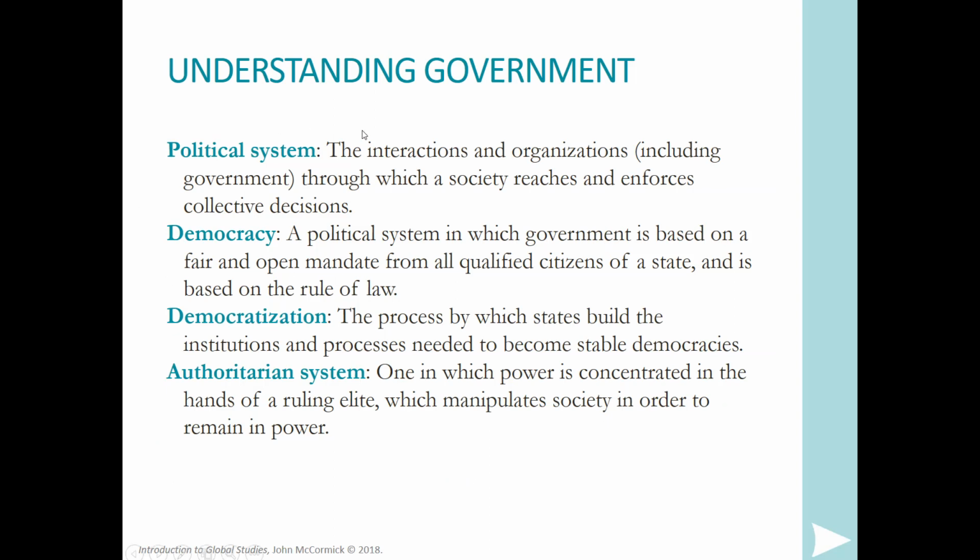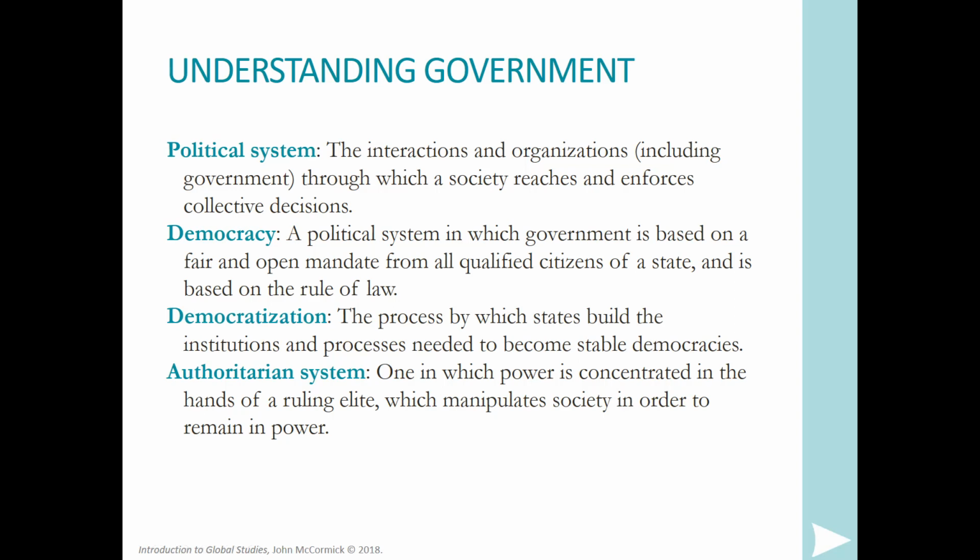So these are just some of the terms. You don't memorize these terms at all, but there's a political system that's obvious. If you think of the United States, that's obvious that we have a political system. Two major parties are involved. Democracy is what we purport to be. That's when all qualified citizens of a state have a say in the way the country is governed. Democratization means that we tried that when we invaded another country, such as Iraq in the early part of the 21st century, and tried to build institutions to become stable democracies. Some people would say keep out of other people's business.